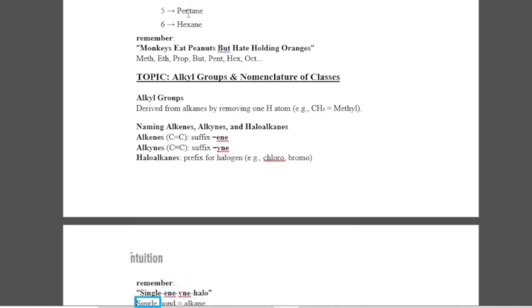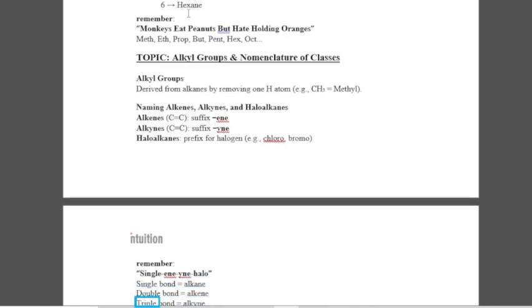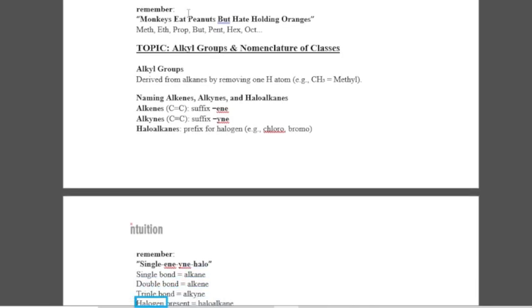Single bond equals alkane. Double bond equals alkene. Triple bond equals alkyne. Halogen present equals haloalkane.